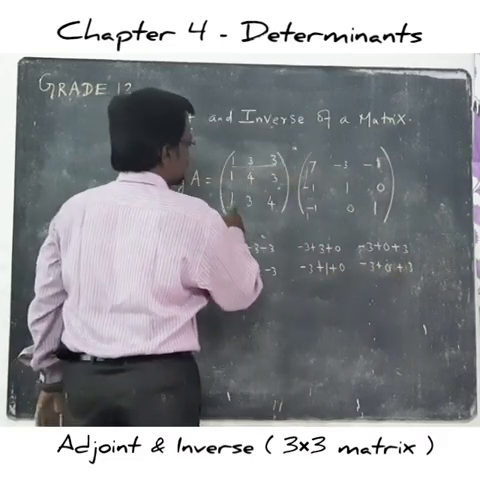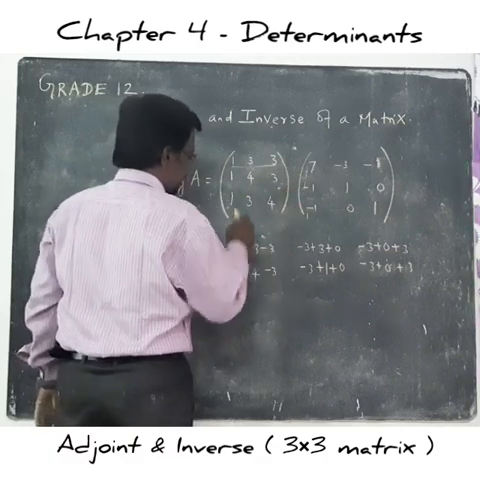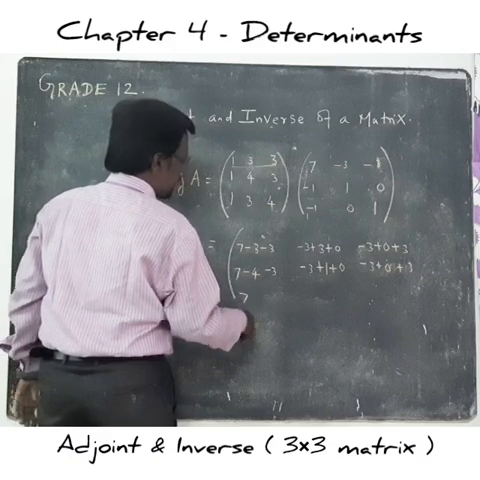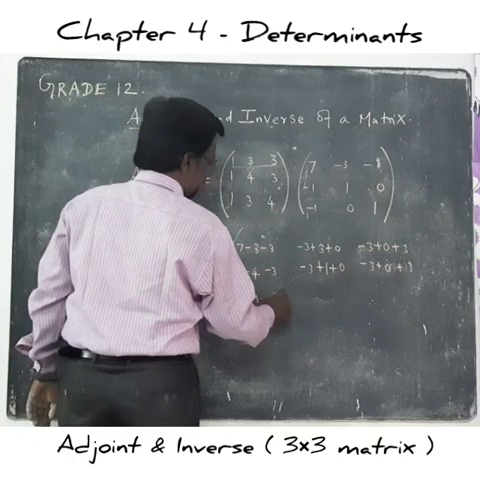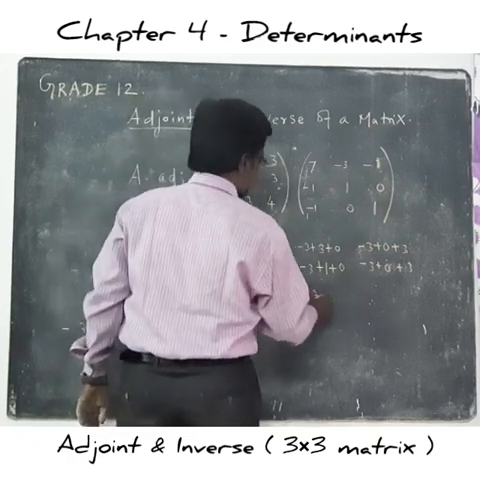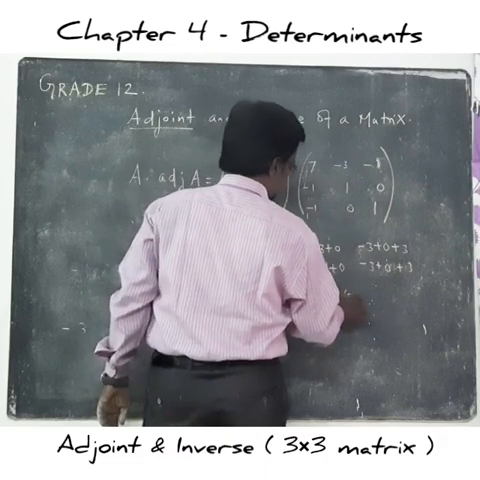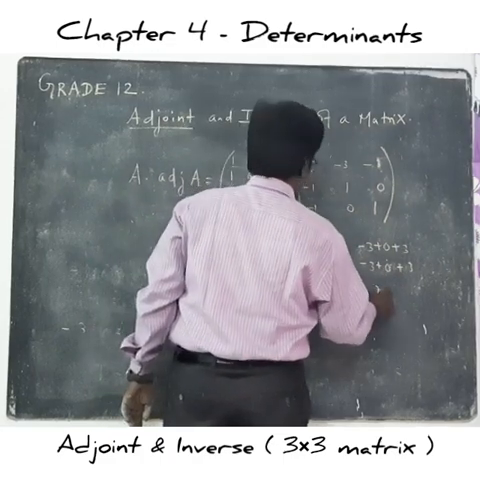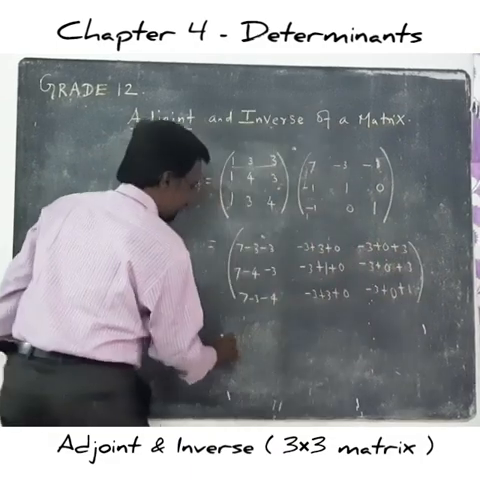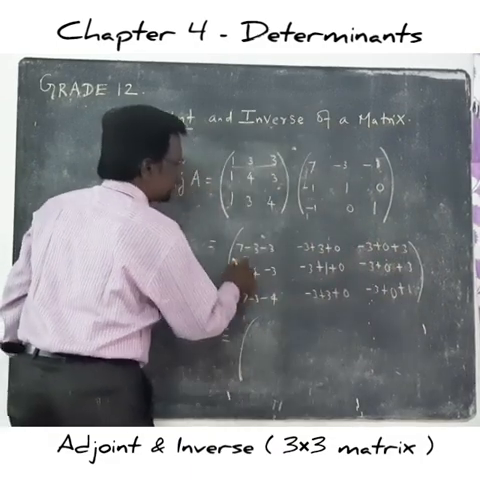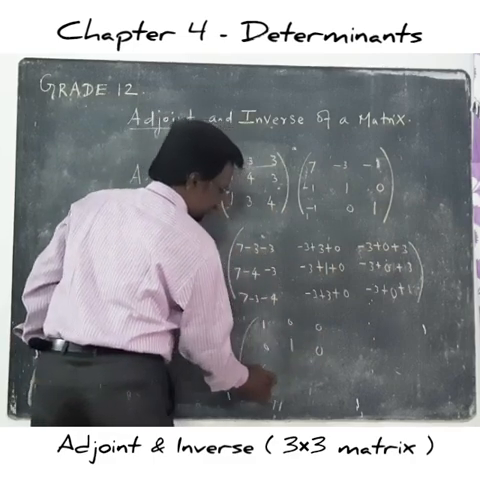Similarly, you have to multiply the third row of the first matrix with all the columns of the second matrix. 1 into 7, 3 into minus 1, 4 into minus 1, 1 into minus 3, 3 into 1, 4 into 0, 1 into minus 3, 3 into 0, plus 4 into 1. Okay, so what is the resultant matrix? 7 minus 6, 1, 0, 0, 0, 1, 0, 0, 0, 1.